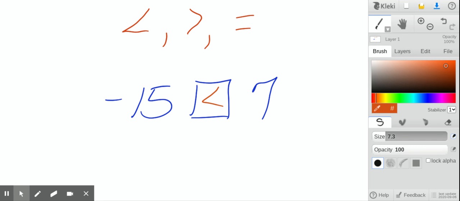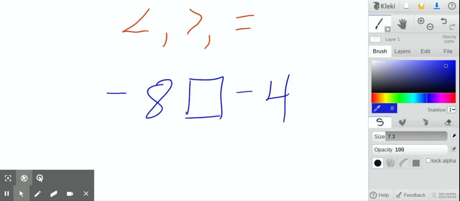Now we want to talk about if we have two negative numbers. So let's say we were comparing negative 8 and negative 4. The one thing you have to remember is when you are comparing just negative numbers, the larger the negative, the smaller the value. You will hear me say that over and over again. The larger the negative, the smaller the value.